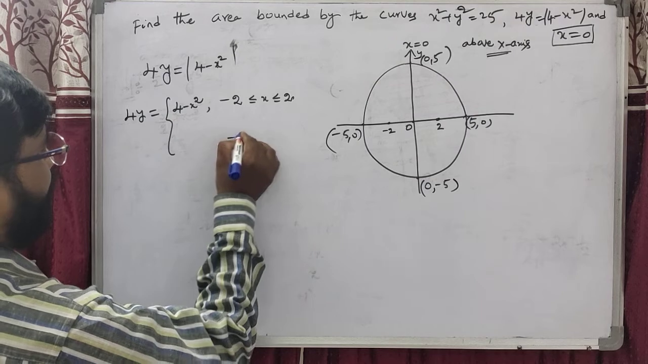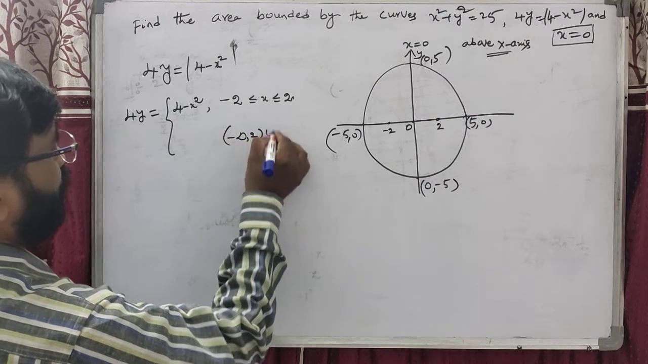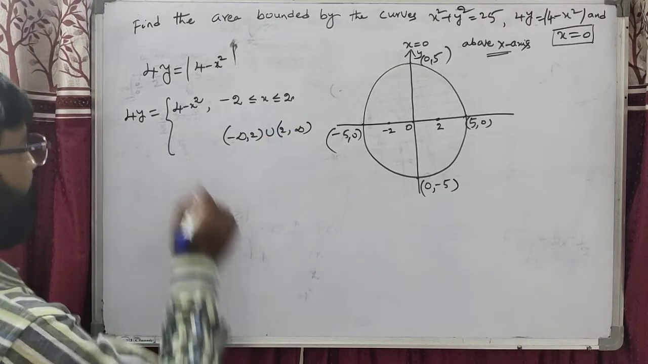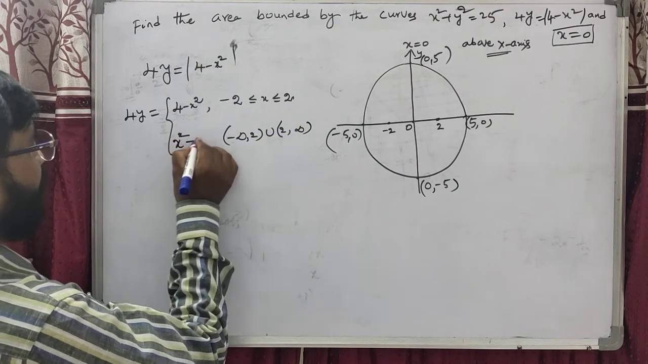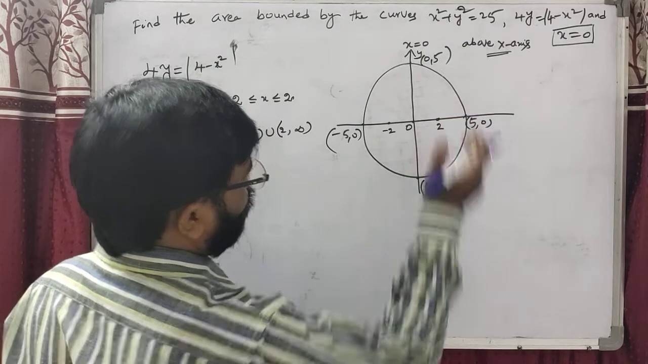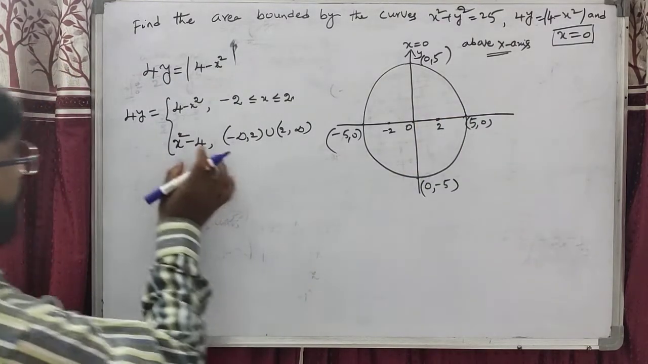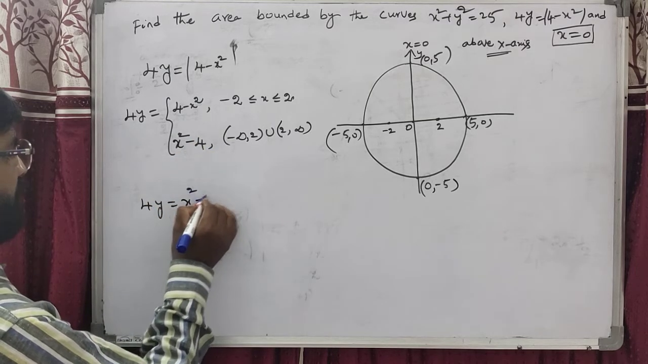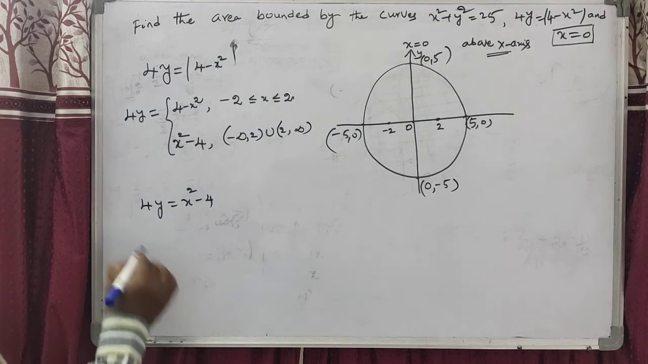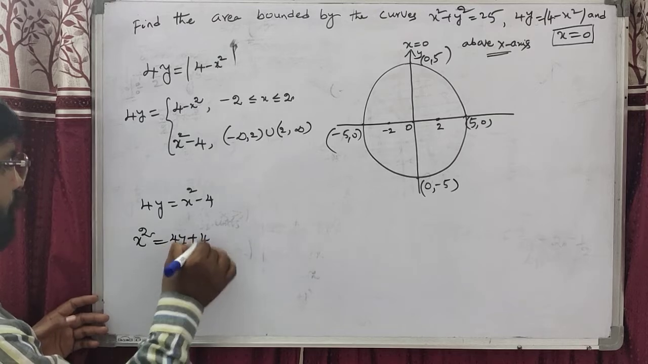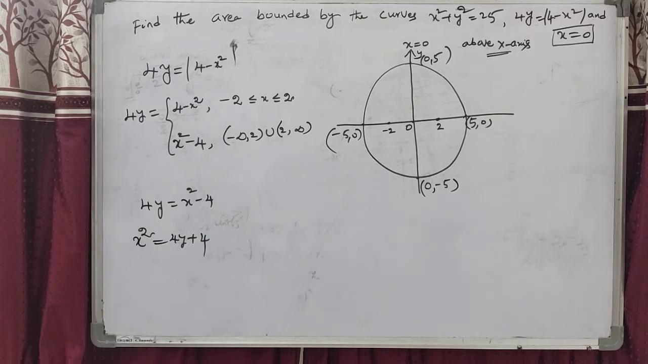When it is minus infinity to minus 2 union 2 to infinity, suppose if you are taking 3, undoubtedly we got negative, so here x square minus 4. X square minus 4. Dear students, when we are taking above 2, the graph will be this one. That means 4y equal to x square minus 4. Therefore students, x square we got 4y plus 4. But we have to first observe the intersecting point.